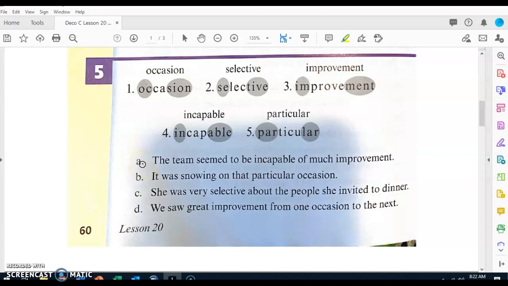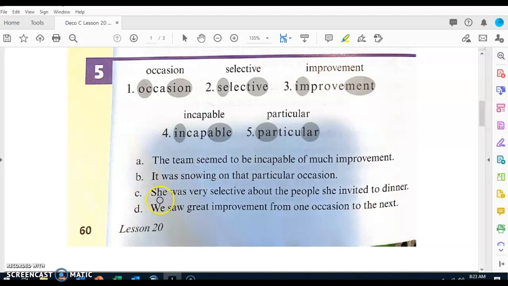Go ahead and take a look at sentence letter A. The team seemed to be incapable of much improvement. That means it looks as if the team can't get much better than it is now. Letter B. It was snowing on that particular occasion. That means on a certain day it was snowing.